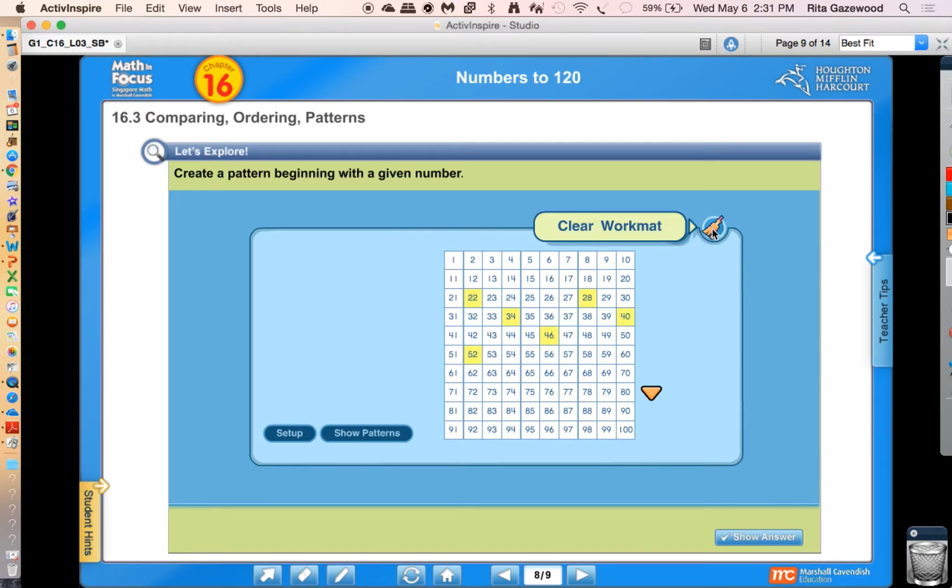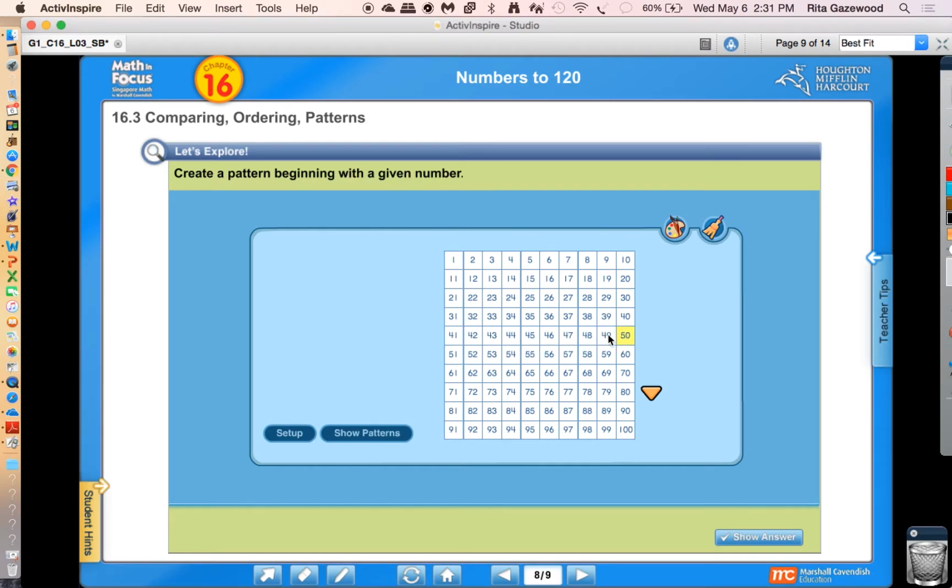I'm going to erase that, and we're going to do a subtracting pattern. Let's do a subtract 5 pattern, okay? So if I am starting on 50 and I subtract 5, I'm going to count backwards 5.